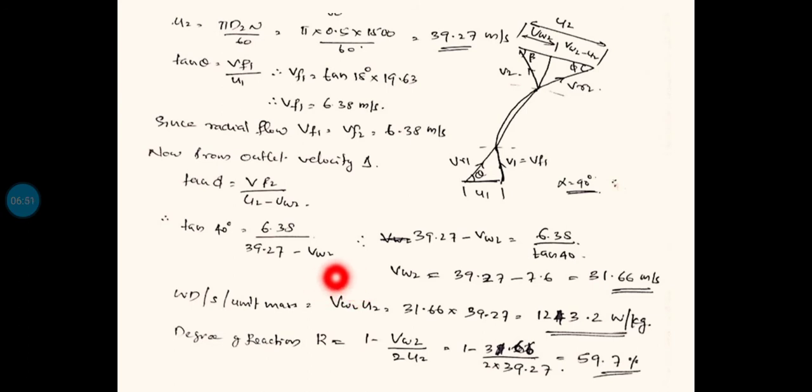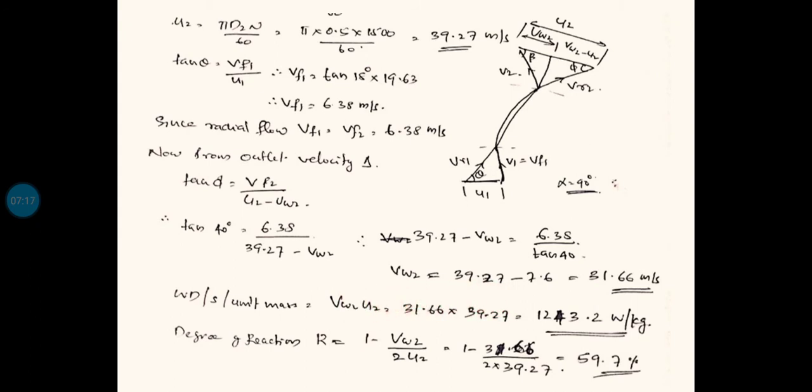If m into Vw2 u2 we are calculating, then that is work done per second. If m into Vw2 u2 by m, so m and m cancel, that is work done per kilogram. So work done per kilogram is Vw2 u2, Vw2 value you got, u2 value also you got. Finally, the work done per kilogram you got is 1243.2 watt per kilogram or 1.24 kilowatt per kilogram. That is the work done per kilogram.